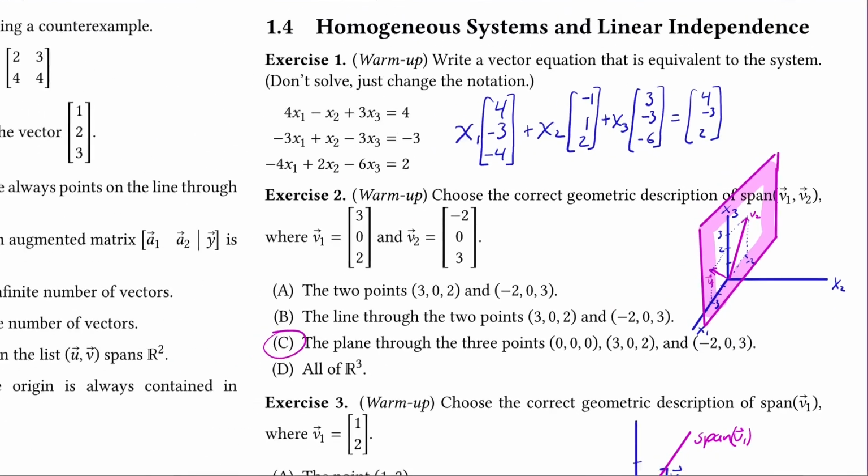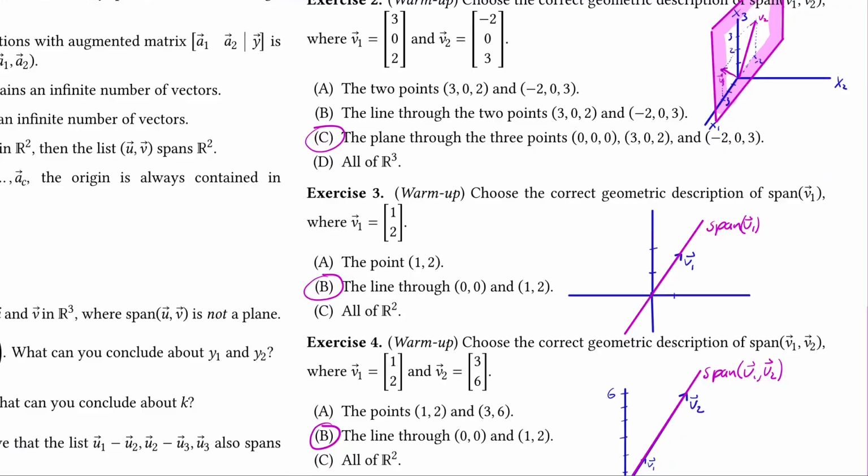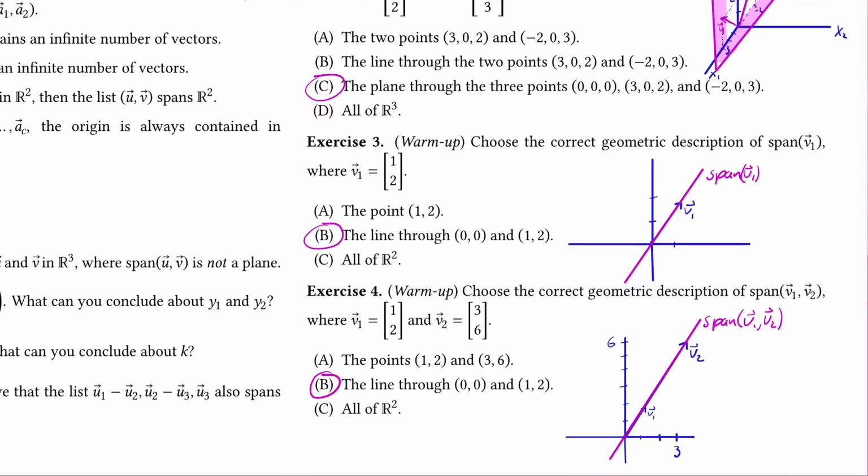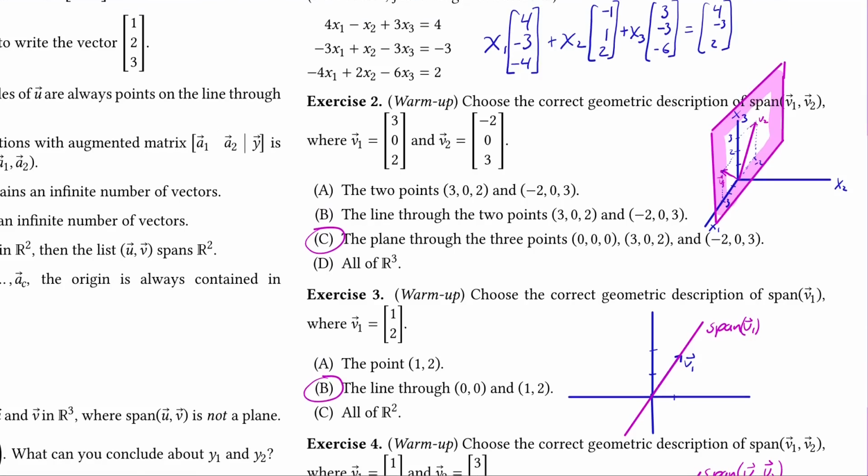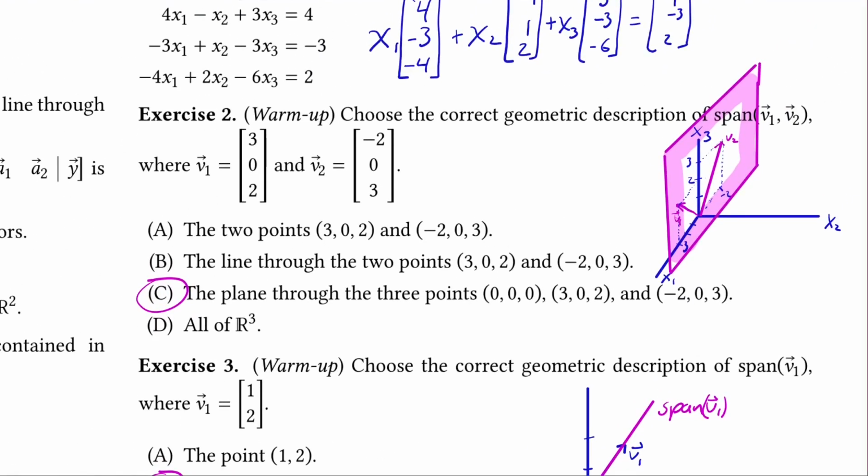For exercise 2, 3, and 4, hopefully you got C, B, and B. For exercise 2, this was maybe a trickier one if you're not used to visualizing things in 3D. The span of these two vectors is the plane that includes these 3 points that I drew here. And that plane ends up just being the same thing as the x1, x3 plane because it just includes all points basically where x2 is 0.